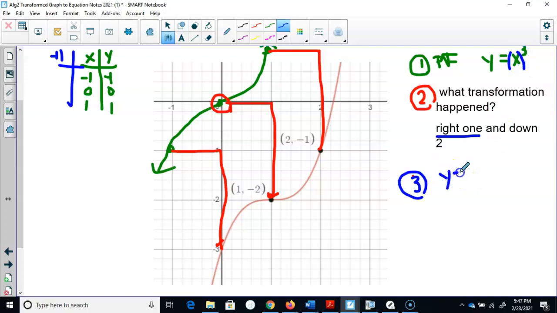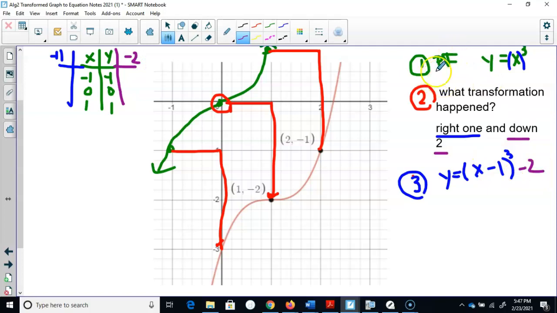So I have y is equal to x minus 1 cubed. And then down 2 is on the outside. That means I subtracted 2. So minus 2 here, and I'm done with my function.